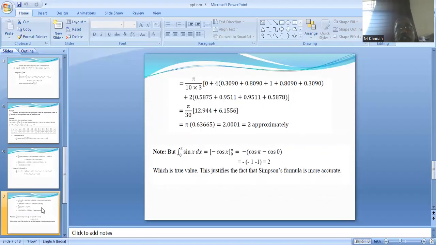Now we have the actual integration. The integral from 0 to pi of sin x dx is equal to minus cos x. Now substitute the upper limit minus the lower limit. We get the true value, which is 2. This justifies the fact that Simpson's formula is more accurate.